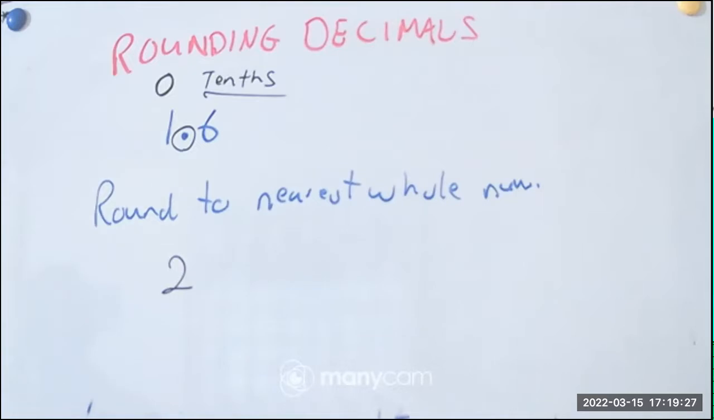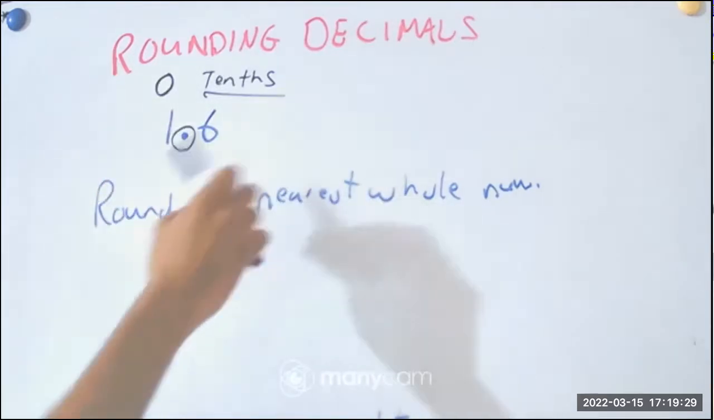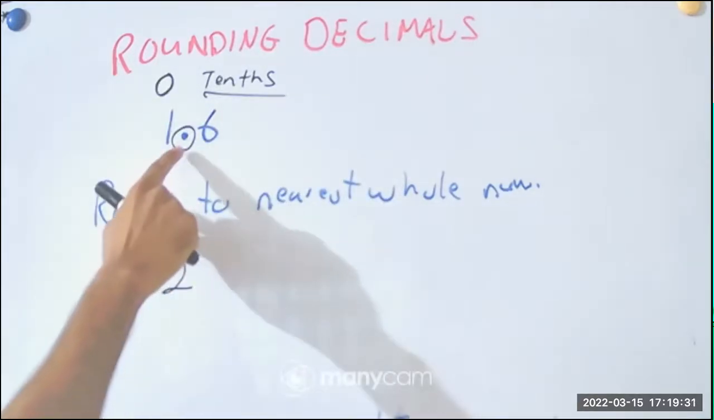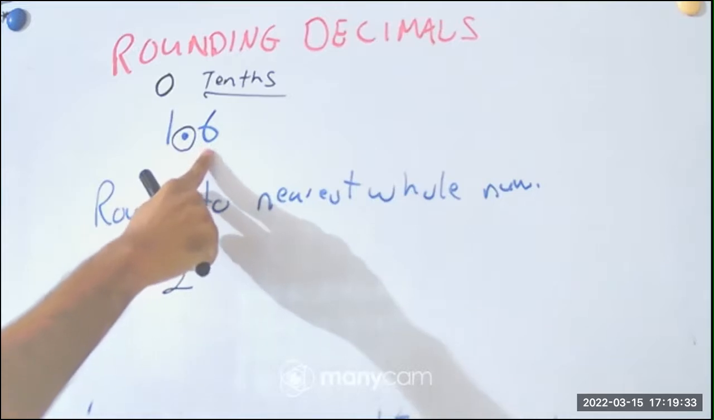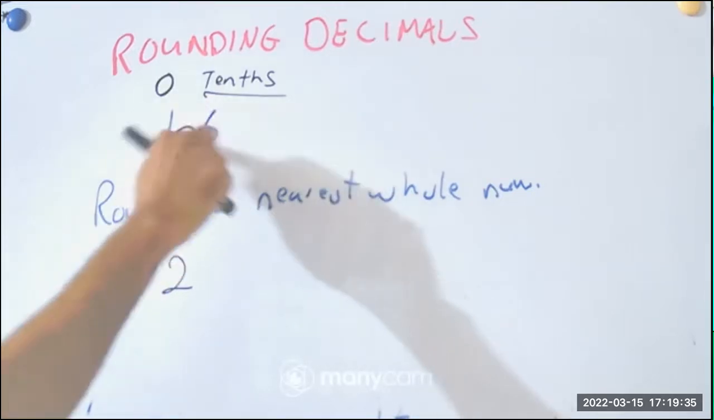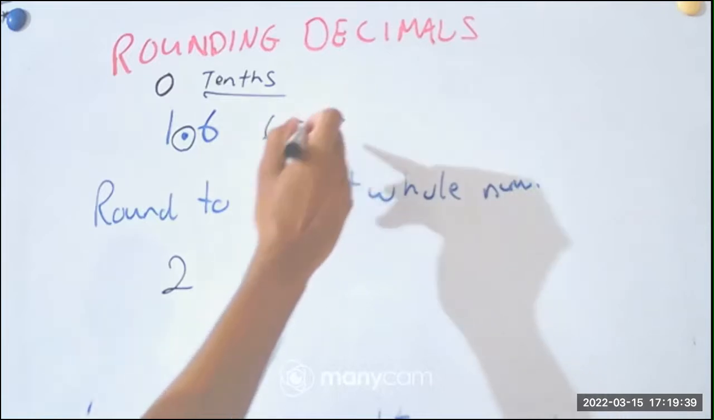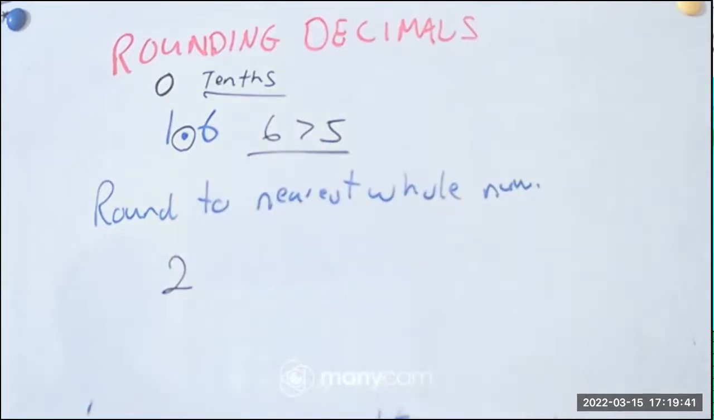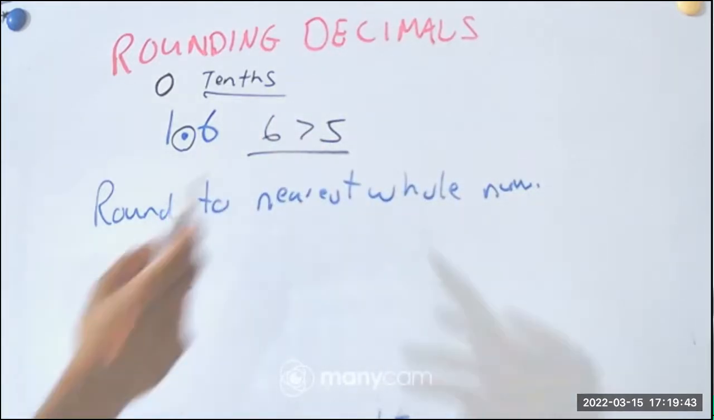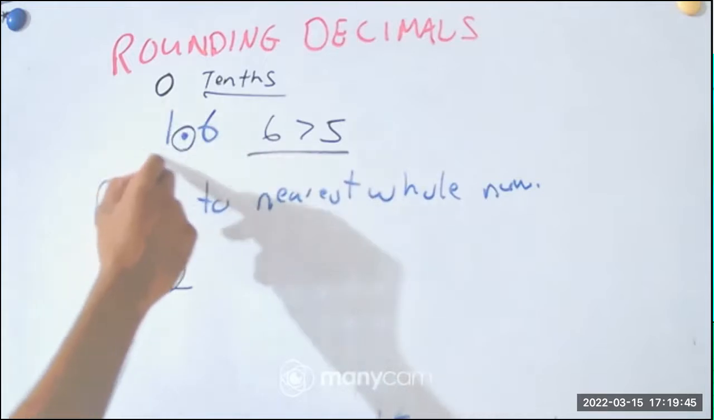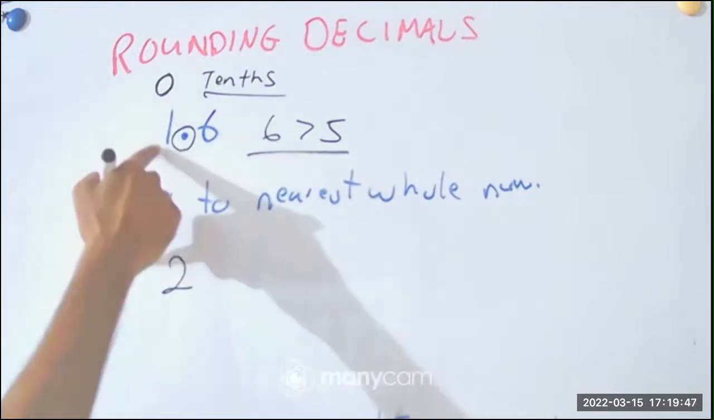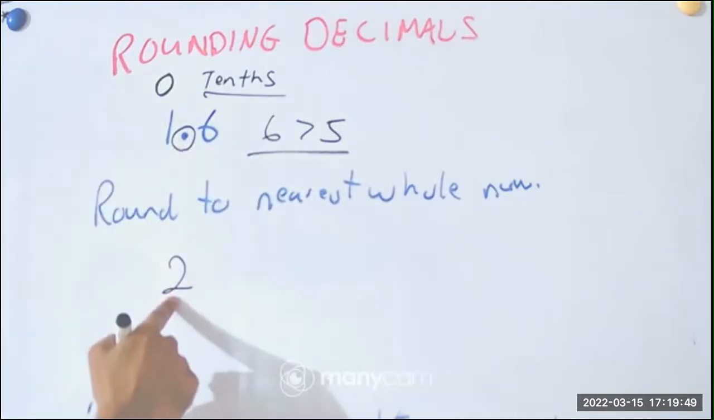So why is it 2? If you're rounding decimals to the nearest whole number, always look at the first value after the decimal point. If this is bigger than 5, so 6 is bigger than 5, what do we need to do? Because it's bigger than 5, you add 1 to this column. So it will be 1 plus 1, giving you 2.